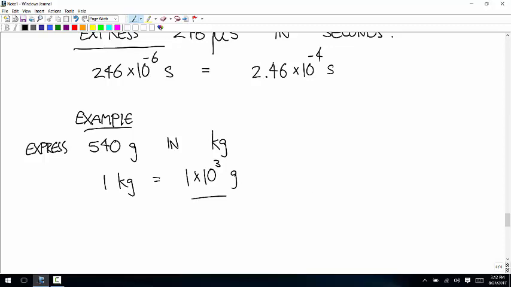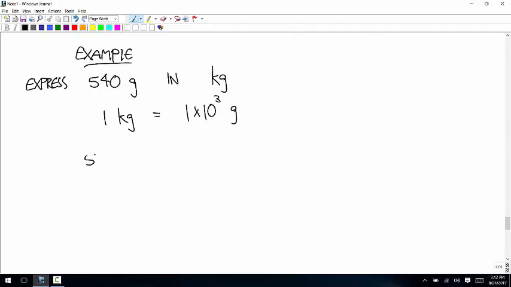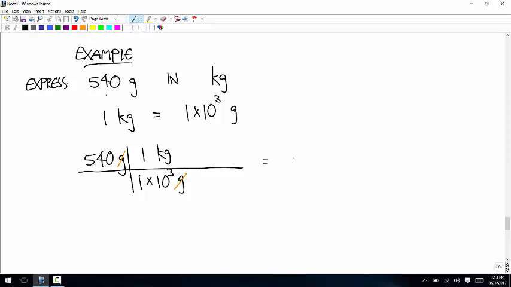And now we can just do it as a normal unit conversion. So we'll start with 540 grams. We want to cancel the grams to get to kilograms. So in the denominator, we'll have 1 times 10 to the third grams. In the numerator, we'll have 1 kilogram. The grams cancel, and we end up with 0.54 kilograms.